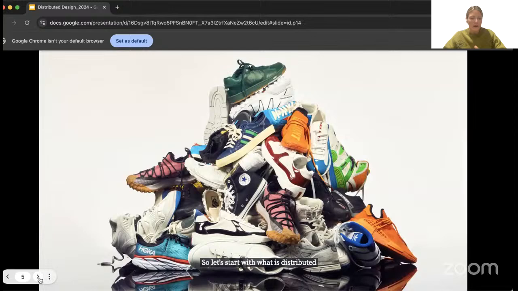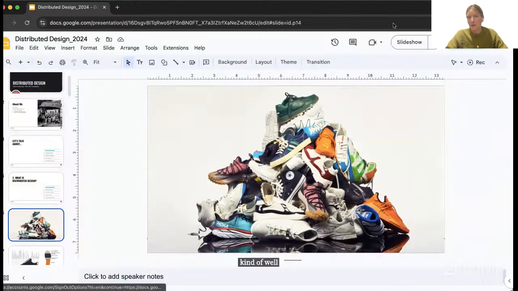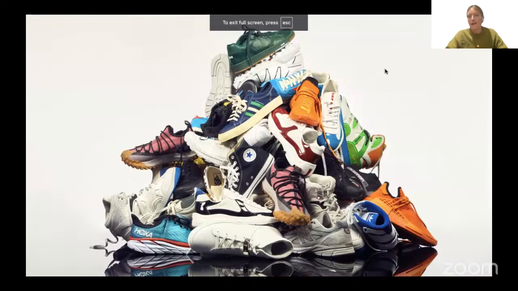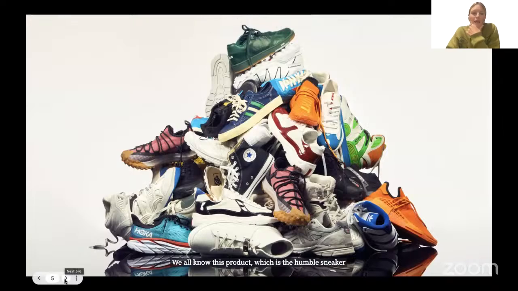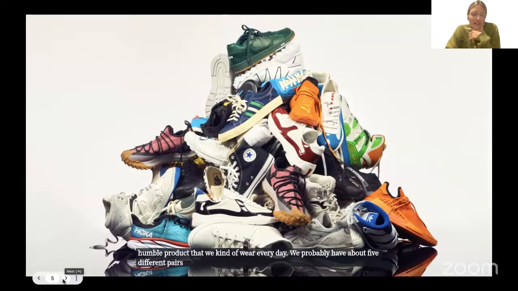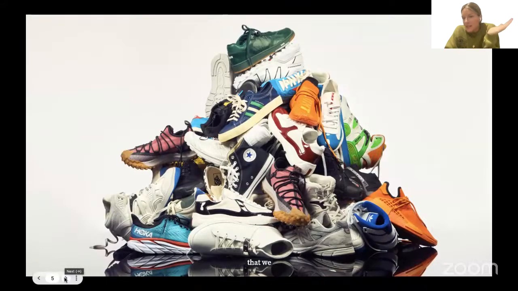We're going to start by breaking apart a well-known product that we all know. We all know this product, which is the humble sneaker. Most of us wear it. And what we probably also know is that the way in which this humble product that we wear every day, we probably have about five different pairs if we're a regular everyday consumer, and then we get rid of and we get the next one.